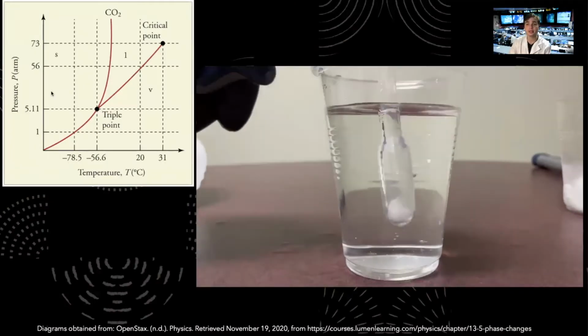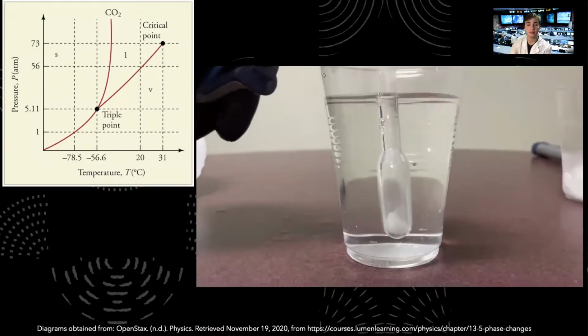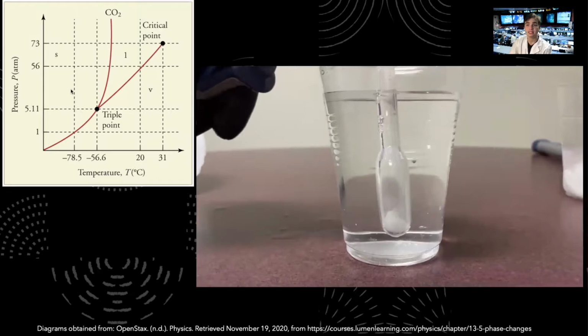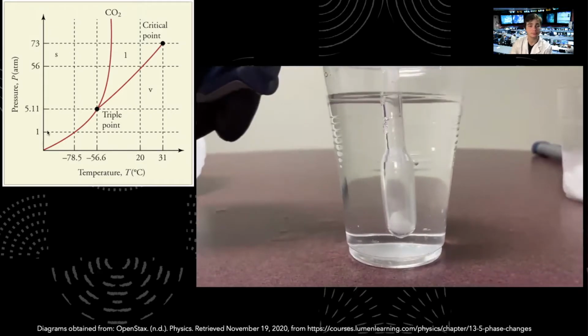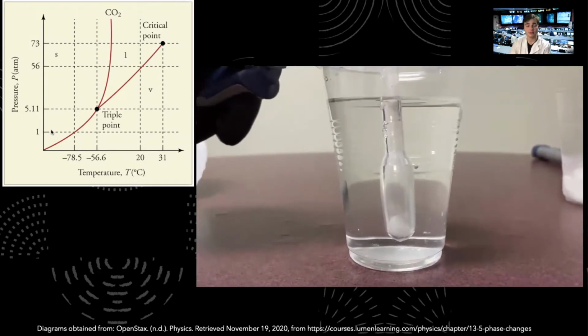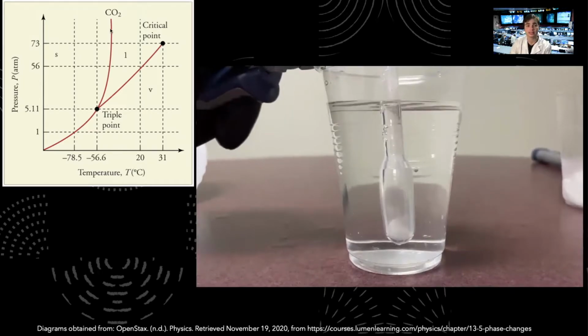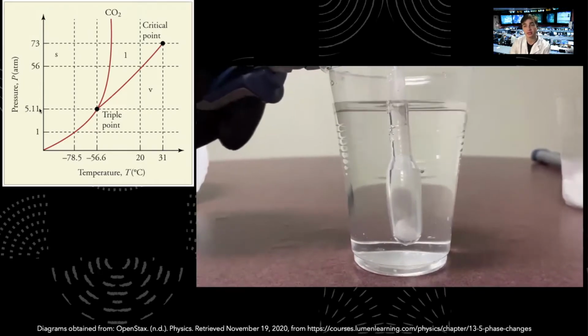Now I'm going to illustrate this with another trial I did with a phase diagram. So as you can see, this is the phase diagram for CO2. And at atmospheric pressure, CO2 cannot exist as a liquid since it has to be at least roughly 5.11 atmospheres to exist as a liquid.